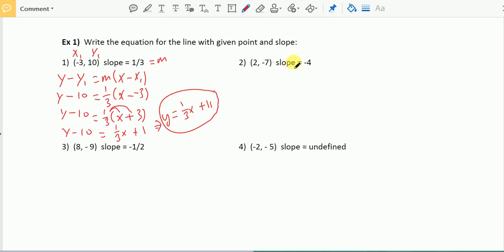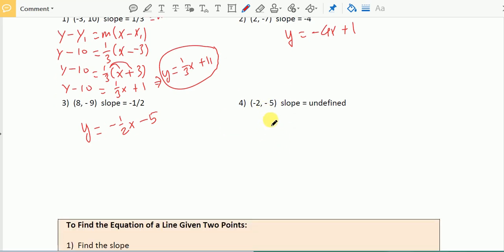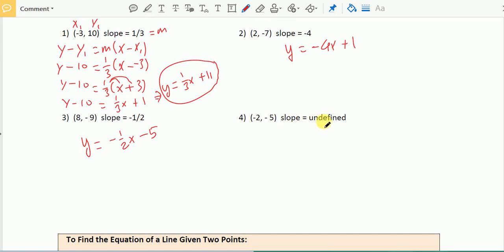At this point, we have the slope, we have the point, so you should do the same thing here, and you can do it by yourself and check the answer to be y equals minus 4x plus 1. The same thing here, the same formula, and you can check the answer to be minus 1/2 x minus 5. And for this one, we are given the slope to be undefined.